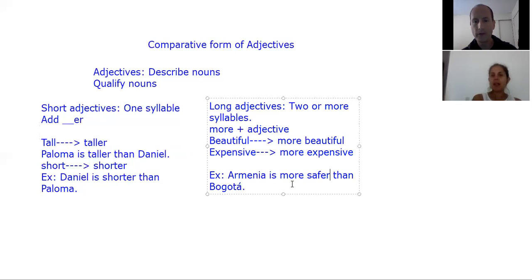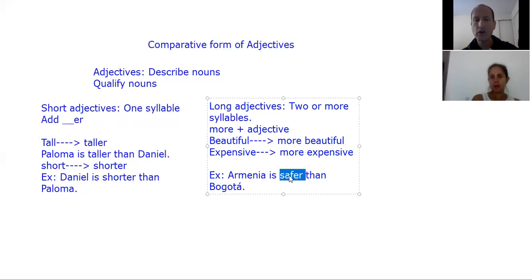Pero de todas maneras va la palabra more. No. Okay, good observation. You don't use it, because safe is just 1 syllable, so you use it in this rule. O sea que te voy a hacer una que sea de 3. Armenia is safer than Bogota.